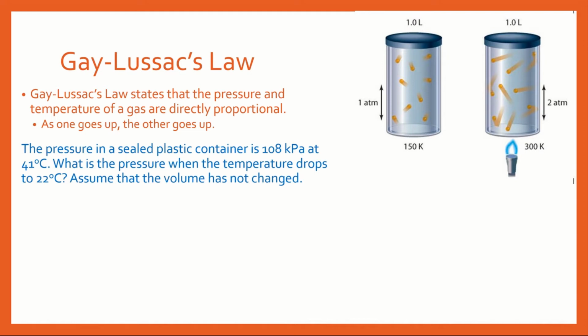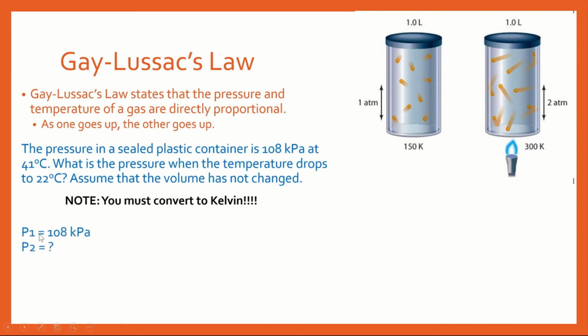So here's an example. The pressure in a sealed plastic container is 108 kilopascals at 41 degrees Celsius. What is the pressure when the temperature drops to 22 degrees Celsius? Assume that the volume has not changed. Again, that'll be important. We don't want to change the volume if we're measuring just the temperature and the pressure. Hey, once again, don't forget to convert to Kelvin.